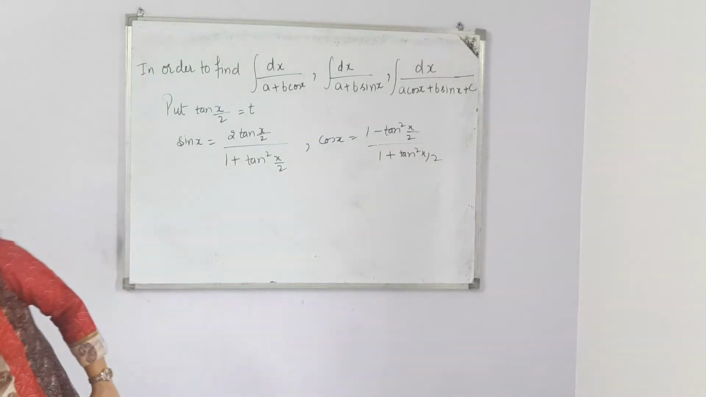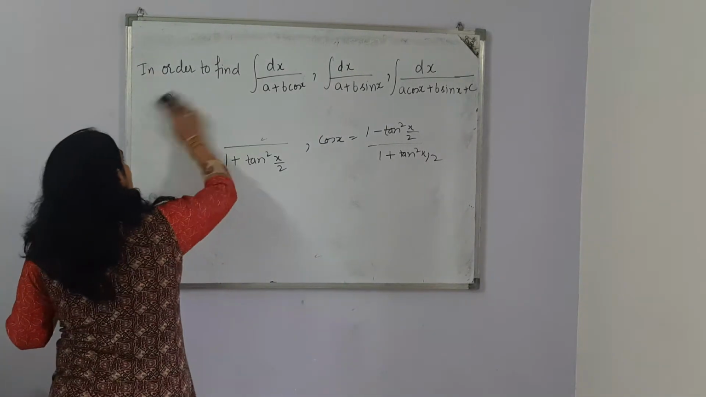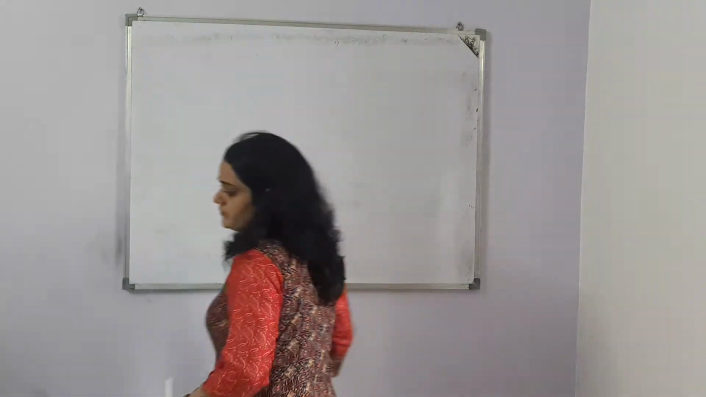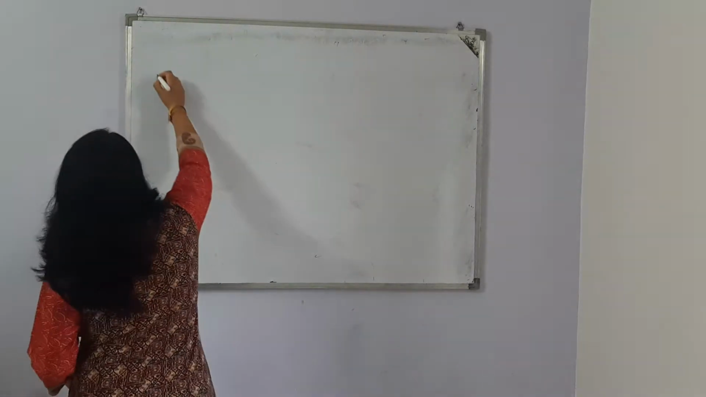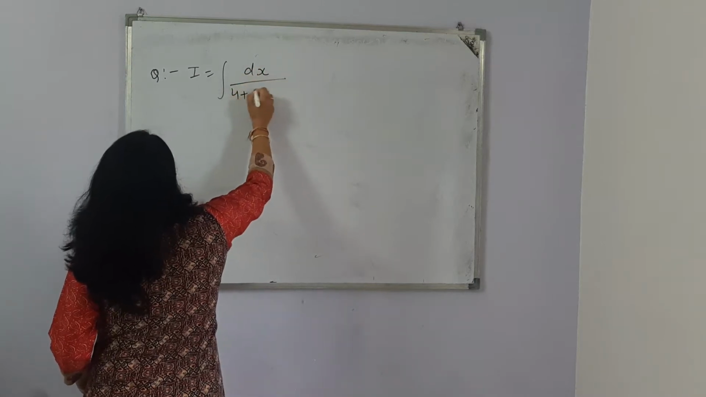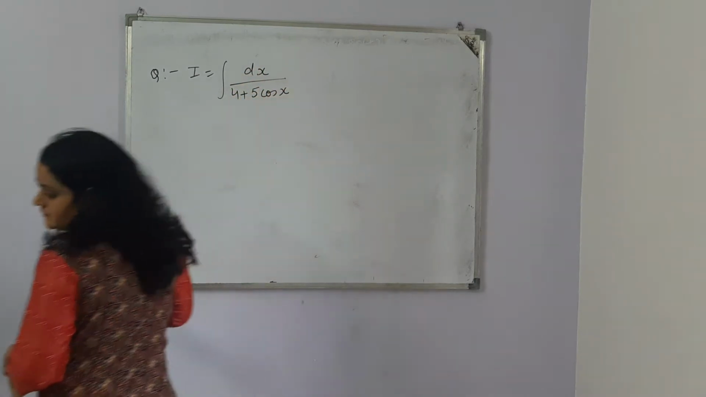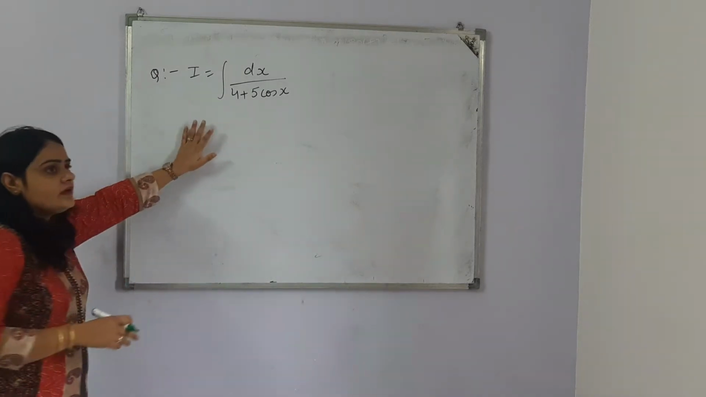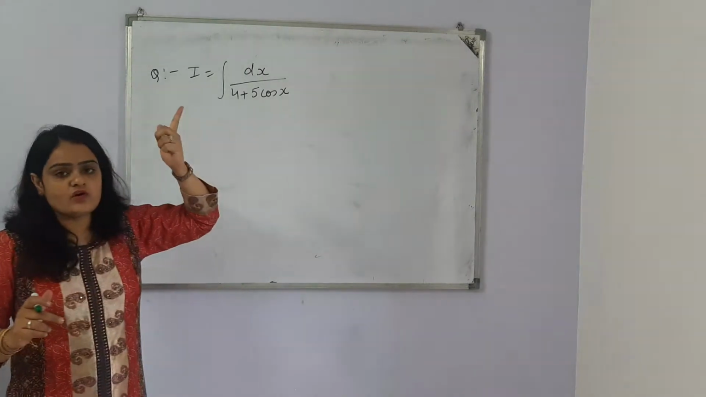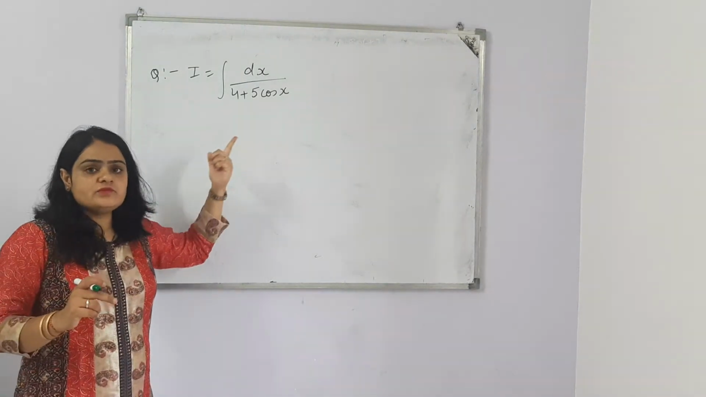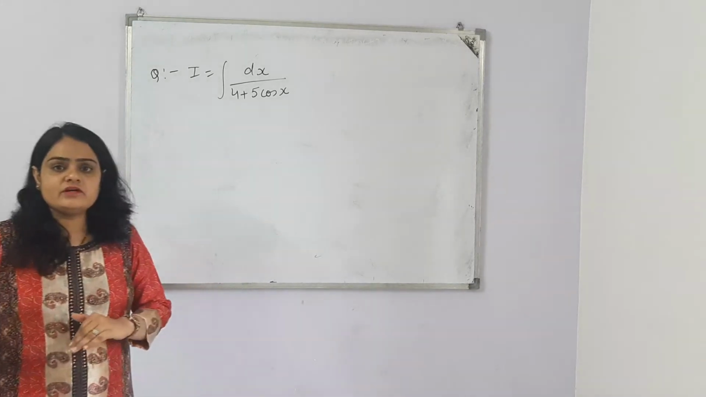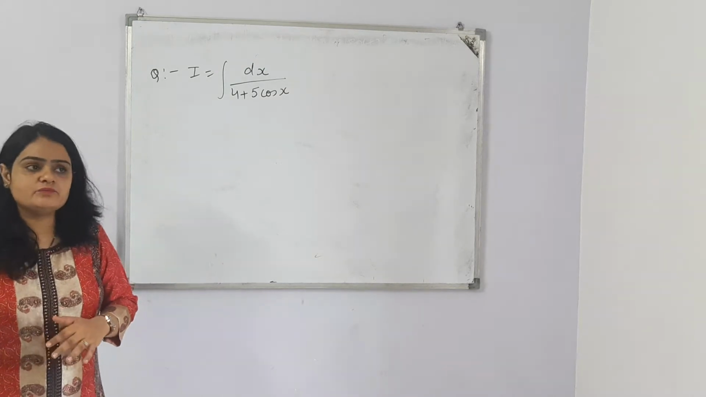Let's do one question, then you will understand this type of question quickly. It is 4 plus 5 cos x. So you can do the substitutions. That means you can apply the formula of cos first of all, and then do the substitutions, or you can directly do the substitutions and after that you can apply the formula. It's up to you, whichever criteria you want to apply.